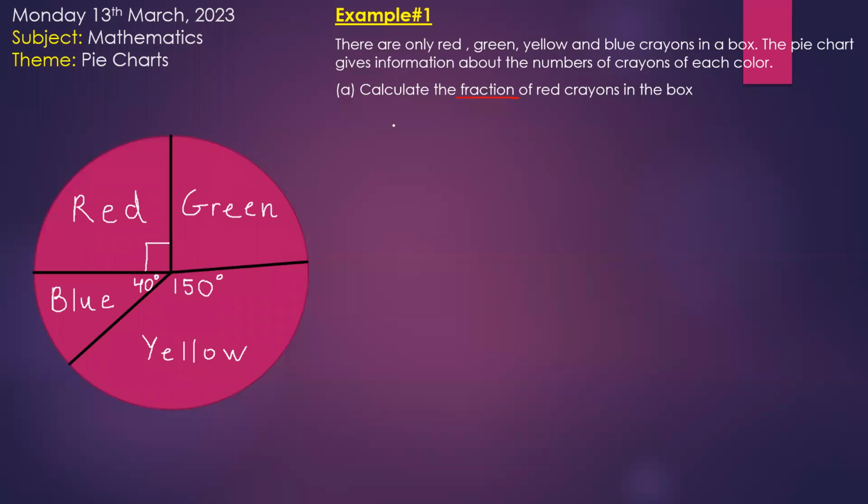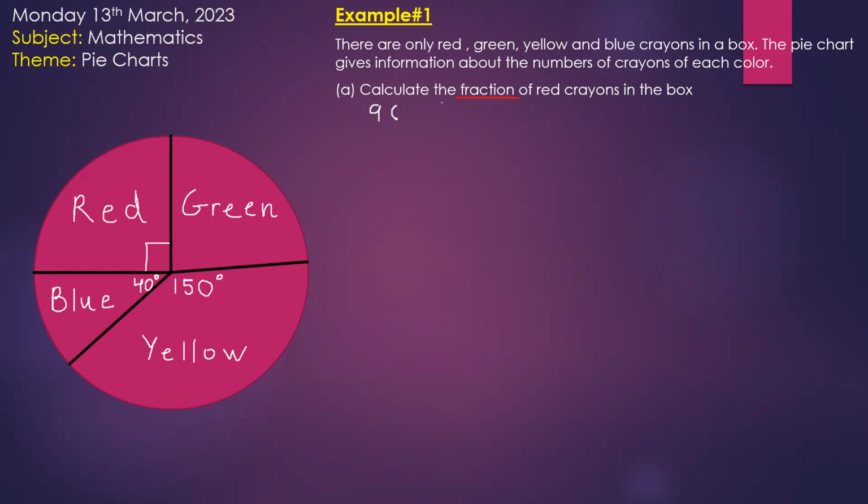So the fraction for red. You have to divide it. It says calculate the fraction of red crayons in a box. Okay, how many degrees is red? 90 degrees. Very good, 90 degrees. So 90 degrees is red.